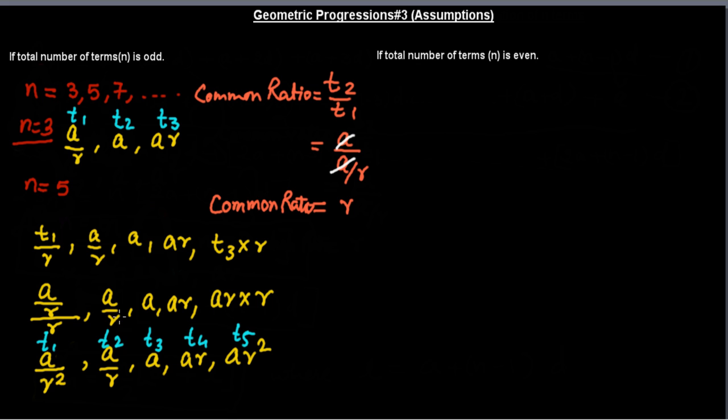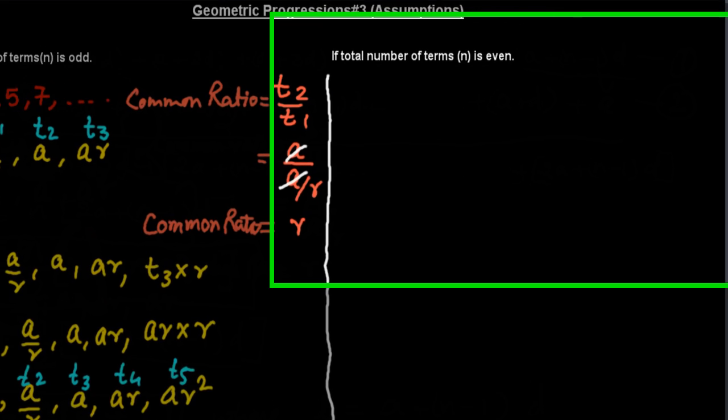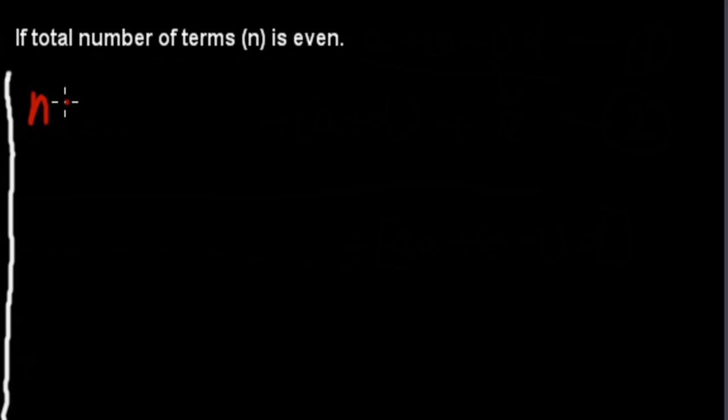In the same way, if n is equal to 7, again we have to divide t1 by r and multiply t5 by r. So we could get the total 7 terms. Now we see another thing. If the total number of terms is even, then n should be 2, 4, 6, 8 and so on.